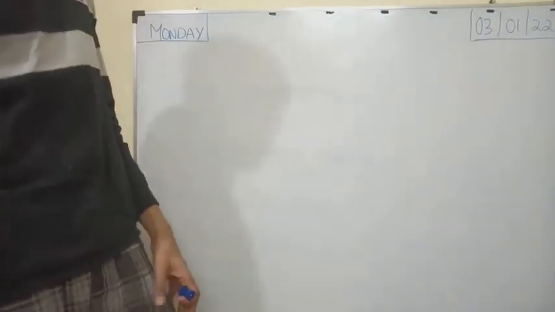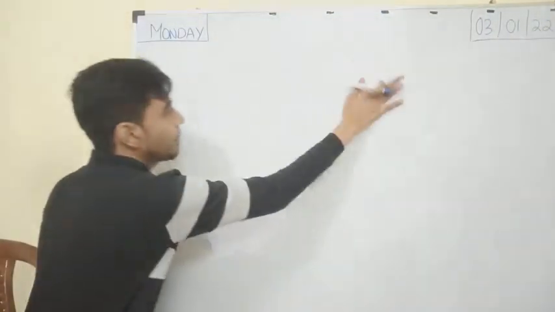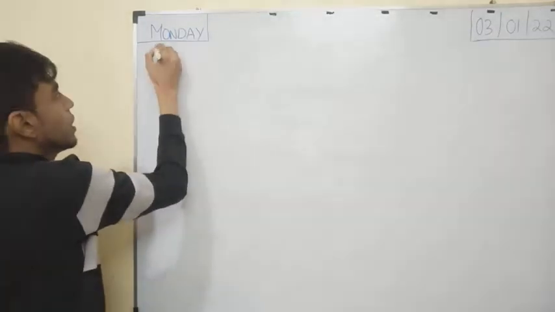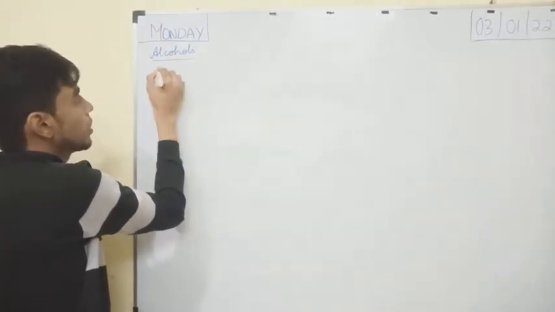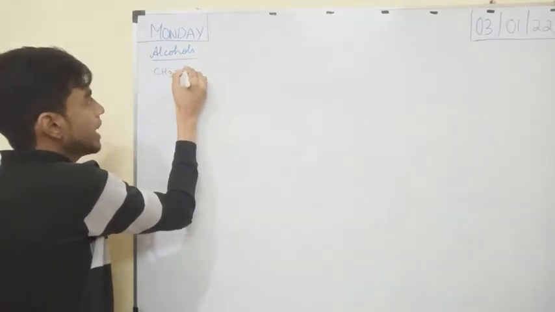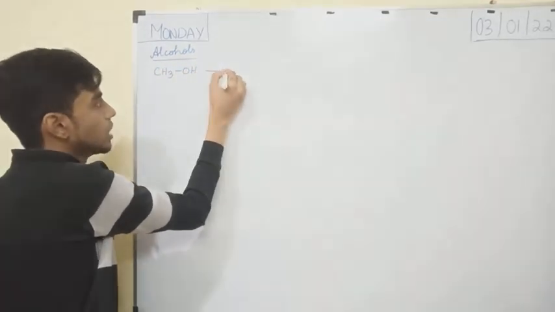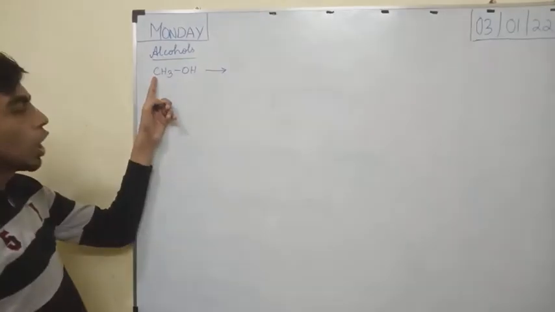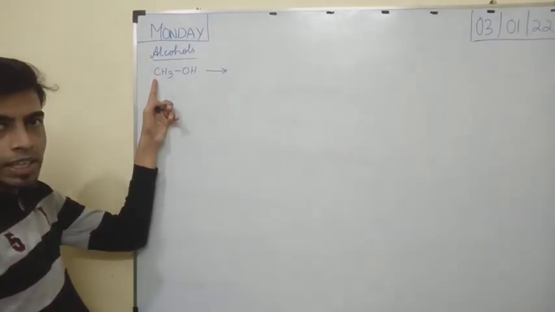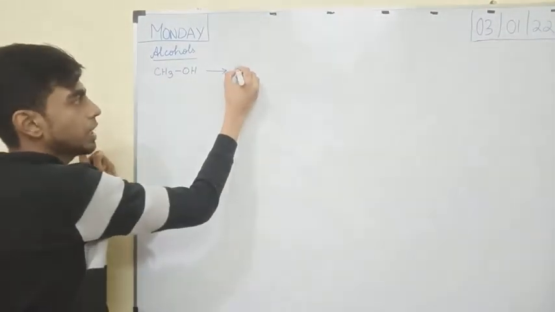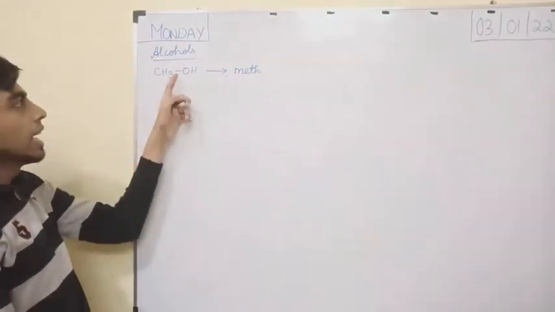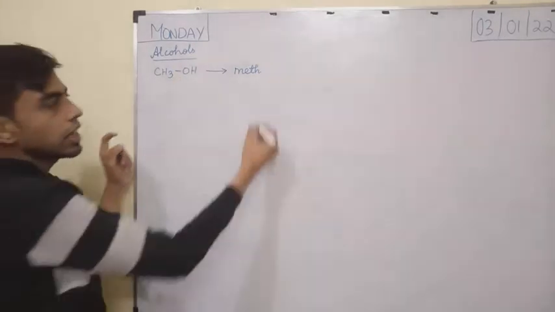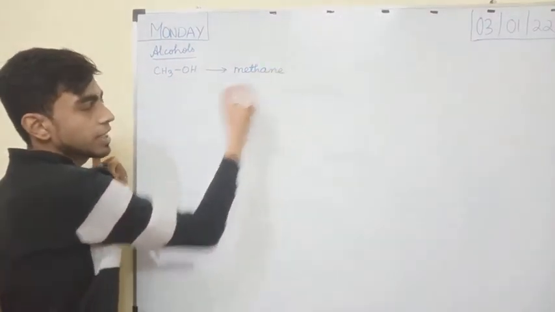Okay, we'll continue the carbon and compounds chapter. First, we are going to study the naming of alcohols. So, CH3OH. How many carbons are there? One carbon. One carbon means it is meth. Okay, single bond is there. Single bond means it is ane.